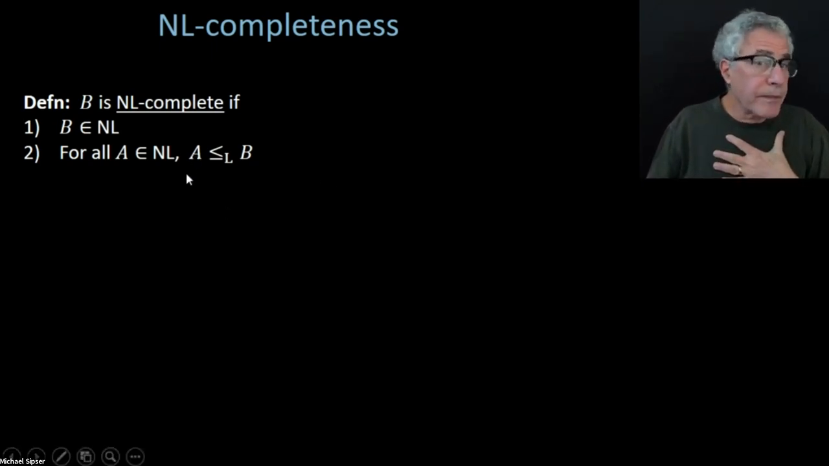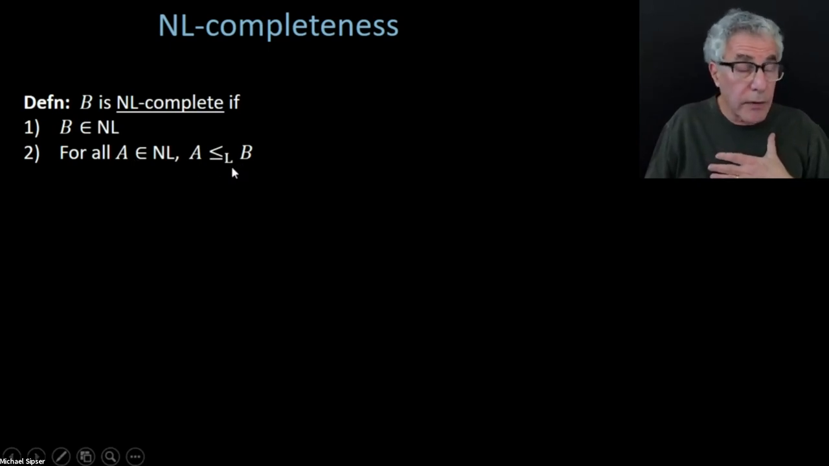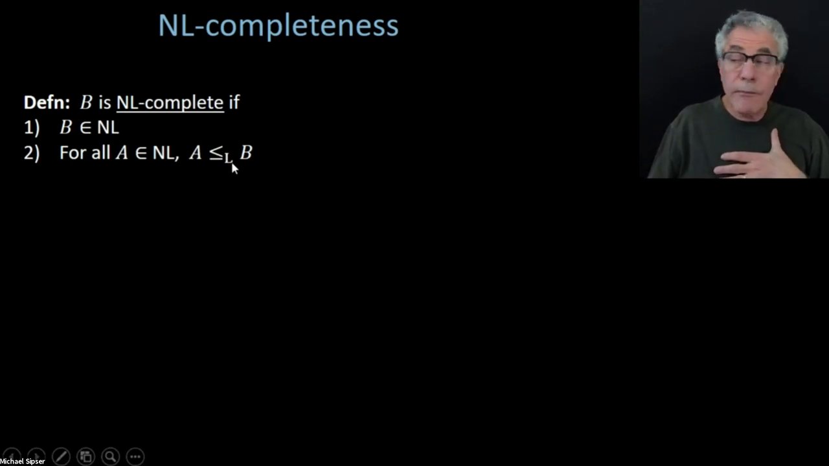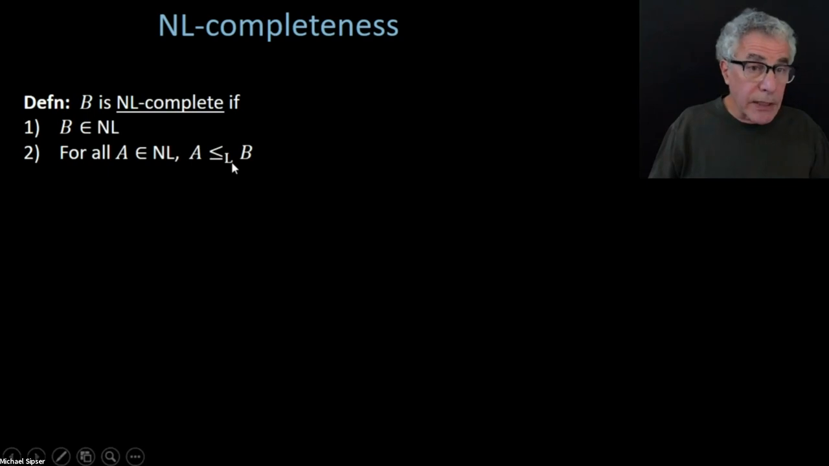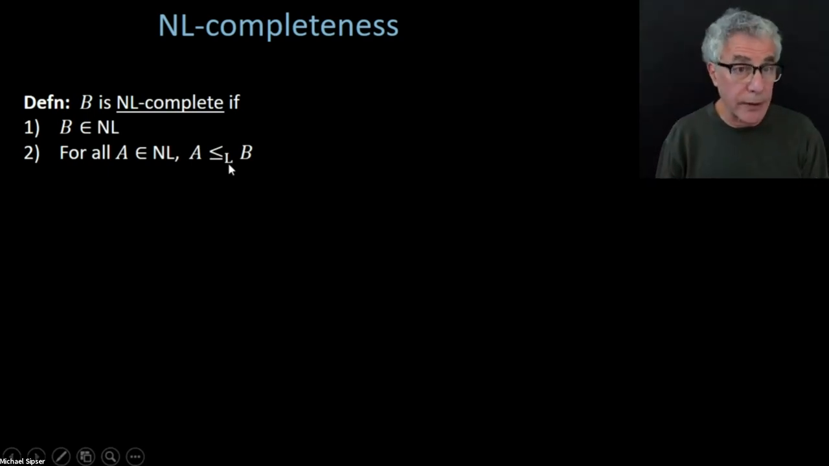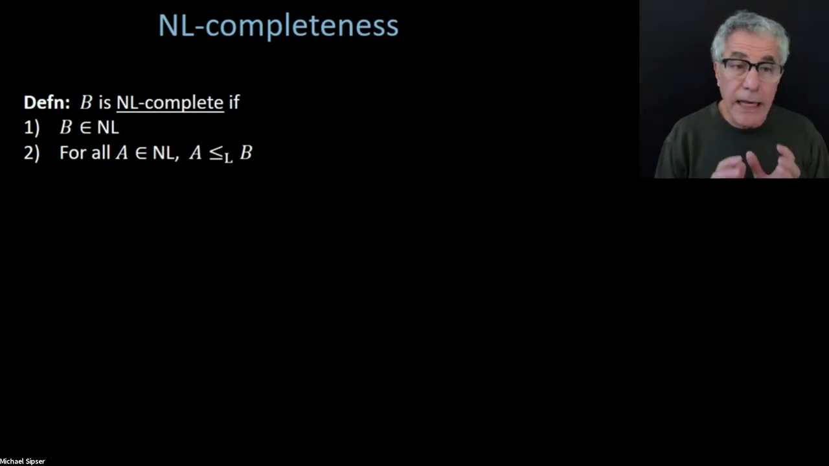So it's a very similar looking definition to what we had before. A language is NL complete if it's in NL, and all other languages in NL are reducible to it. But now we have a new notion here with an L instead of a P. Before, when we talked about NP completeness, we had polynomial time reducibility. That's not going to work anymore.